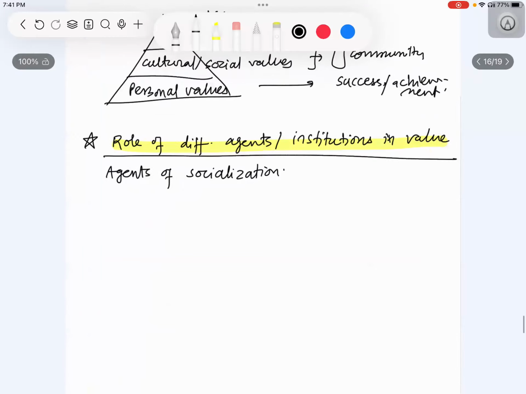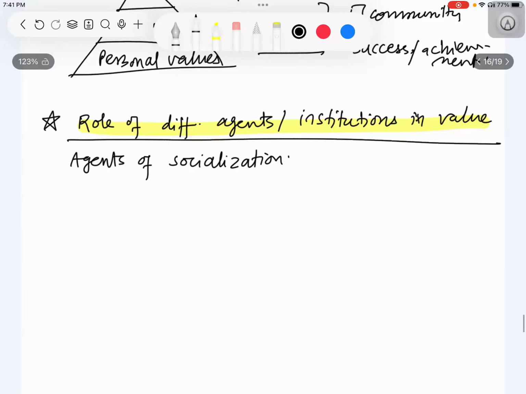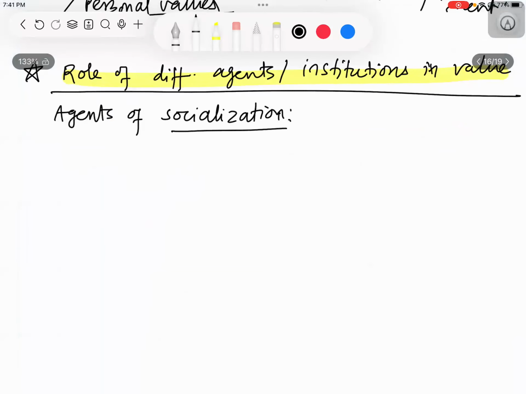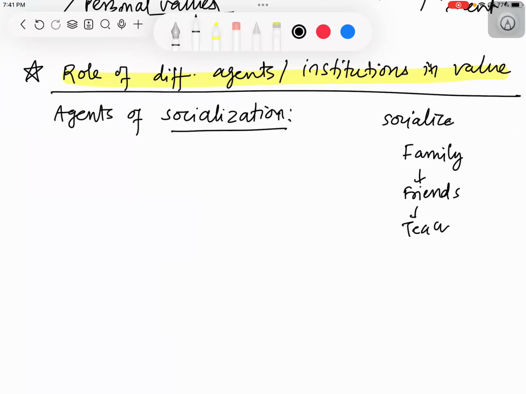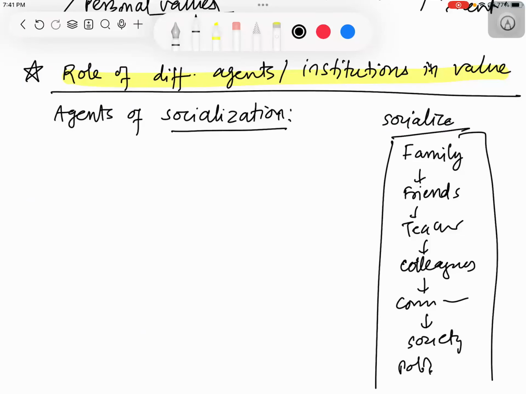So if you see from that sense, who are the agents of socialization? Agents of socialization means those who socialize the person. So this will start at a very small, micro level, from the family, and slowly friends, school teachers, it will go towards their colleagues, work colleagues, then the broader community members, then the people in society, political leaders, everything. Through all of these he or she is understanding how to socialize, right?